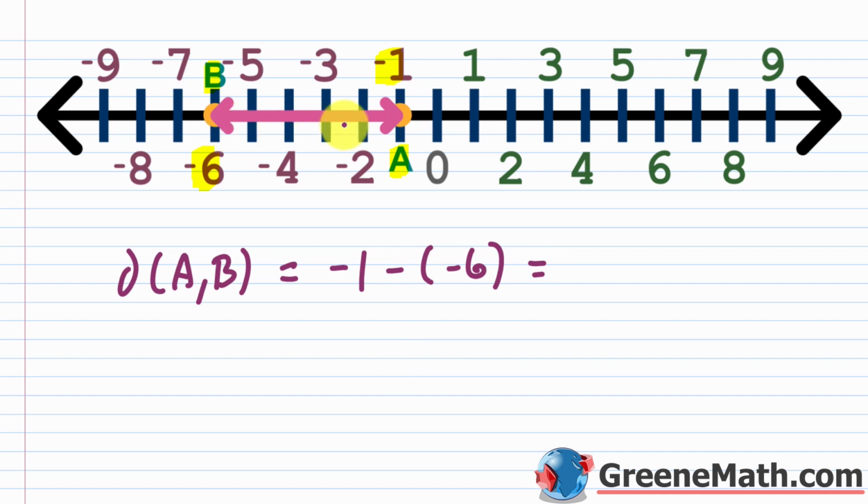So looking at this and just counting, I can see that if I go from B to A or A to B, it doesn't matter: 1, 2, 3, 4, 5. That's my expectation. So I should get a 5 here. But how do I go from negative 1 minus a negative 6 to 5? Well, I'm going to have to change this minus a negative to plus a positive. So we'd have negative 1 plus 6, which would give us 5.